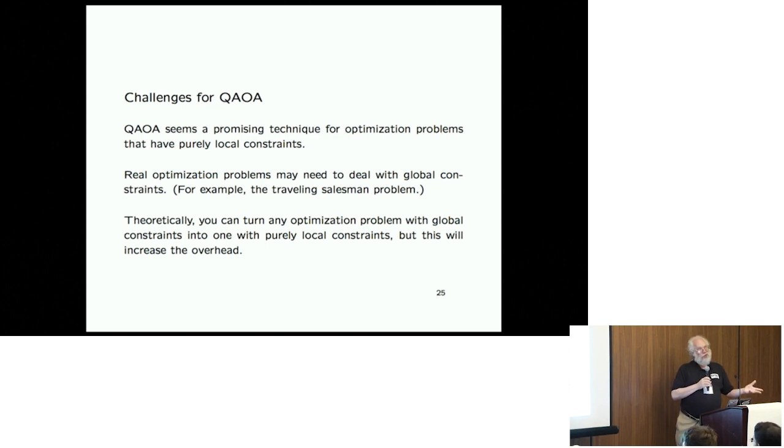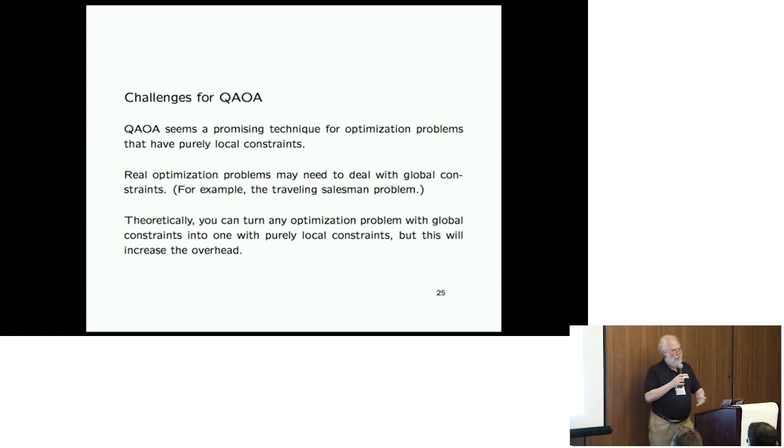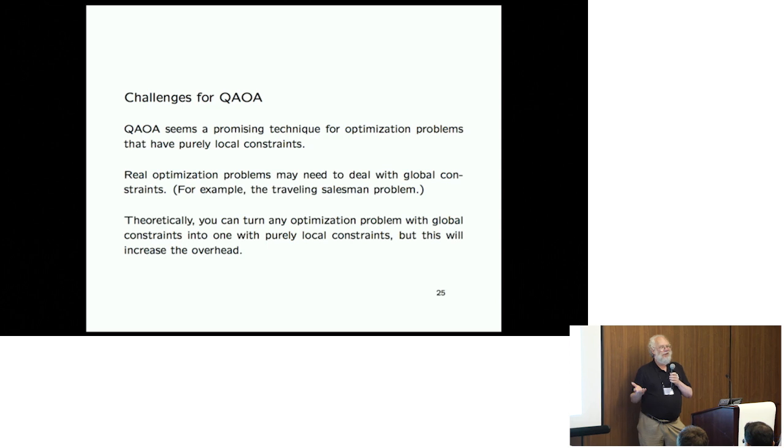So, of course, on the other hand, theoretical computer scientists have shown that you can turn any optimization problem with global constraints into one with purely local constraints with polynomial increase in overhead. But then this is polynomial increase in overhead, which is not really feasible in practice. Okay.